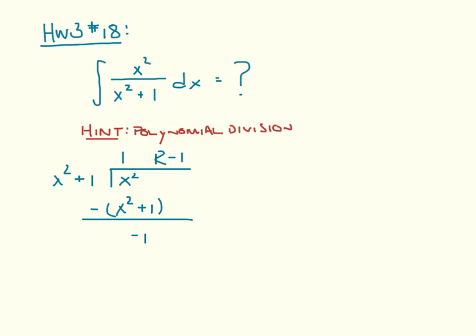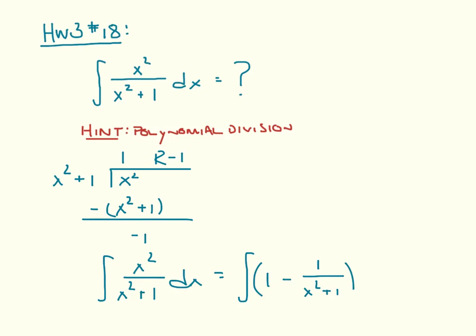And what that means is that our integral x squared over x squared plus 1 dx can actually be rewritten as the integral of 1 minus 1 over x squared plus 1. Okay, now it's a good idea to check your work. If you combine these two fractions by finding a common denominator, you should find that you get exactly what we started with, x squared over x squared plus 1.